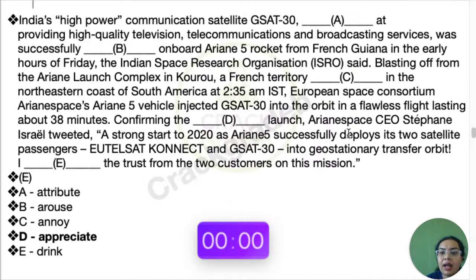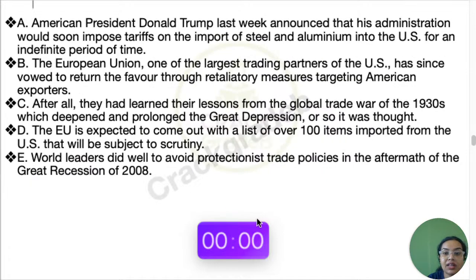Last one. We are saying here, ISRO thanks the trust from the two customers on this mission. Here we are using a statement said by someone, given by someone. तो यहाँ पर पॉजिटिव है, again appreciate. I cannot drink the trust, annoy the trust. Arouse is to stir up something in a negative manner. Attribute भी नहीं है, because trust को खुद को direct object है यहाँ पे, that's why appreciate ही करा जा सकता है. Next you have is para jumble. Start doing it. You have to arrange all five of them and give me the answer here.